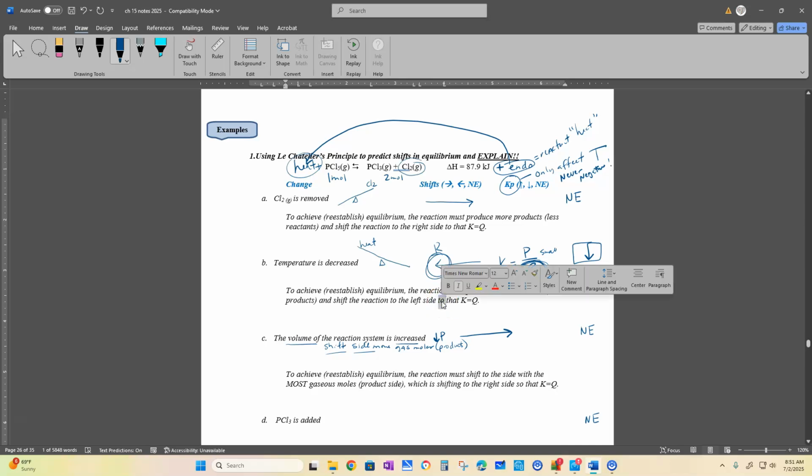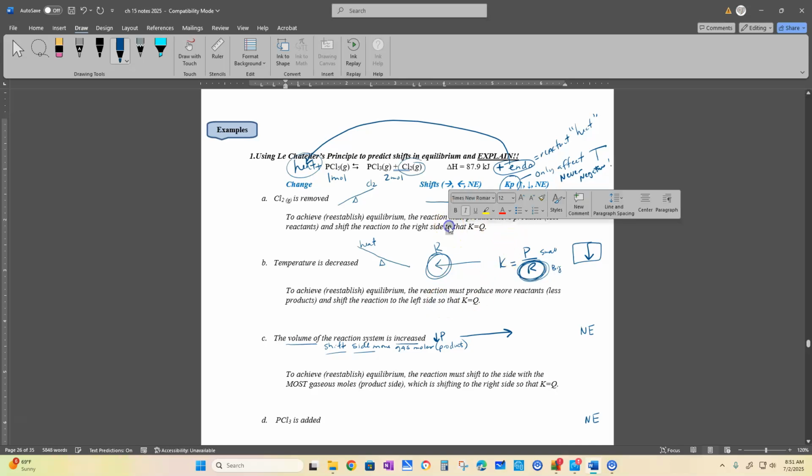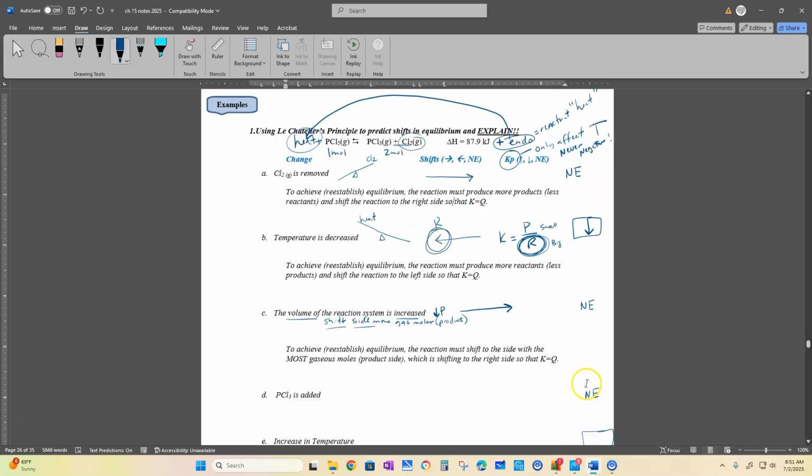Now I notice I just put the word to, so oops, I know you're yelling at Rodriguez right now. All right, let's fix our AP language here. To achieve equilibrium, the reaction must shift to the side with the most gaseous moles, product side, which is shifting to the right so that K equals Q. All right, easy peasy, okay?